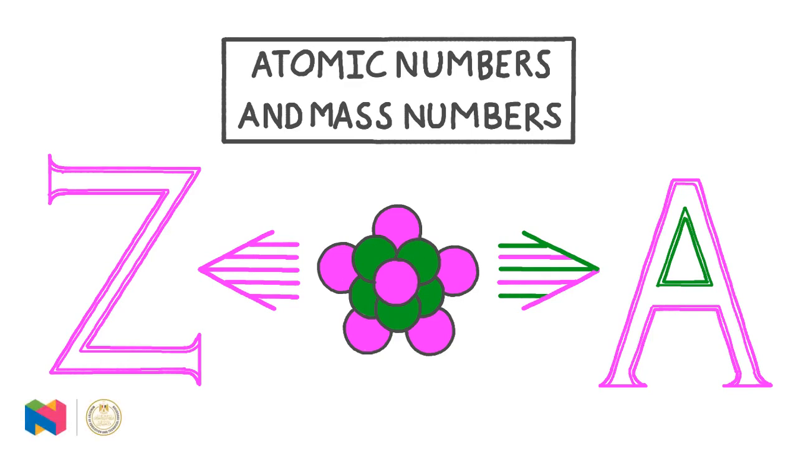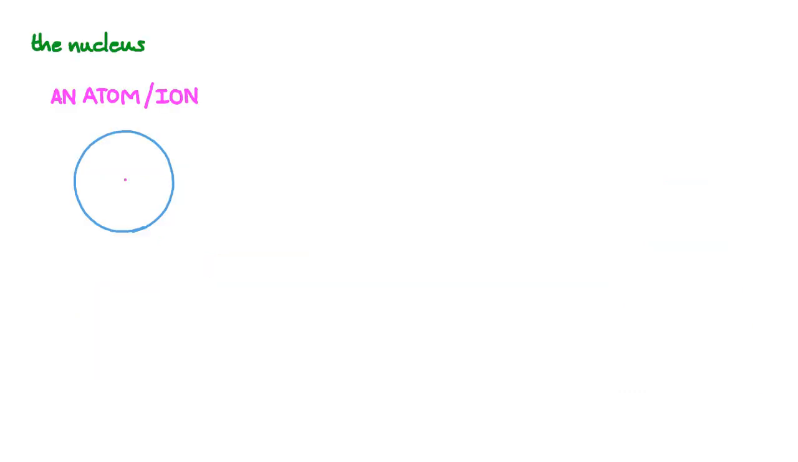In this video, we will learn about atomic number and mass number and see how they apply to elements, isotopes, atoms, and ions. Ever since we discovered that atoms existed, it's been important to know what they were made of.